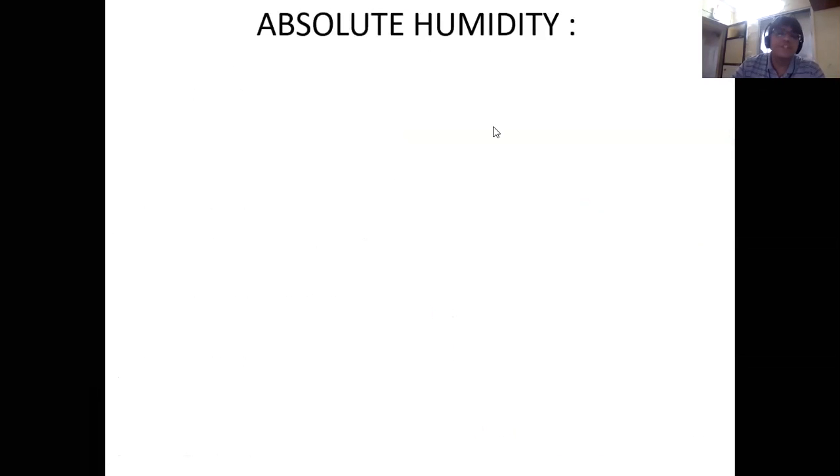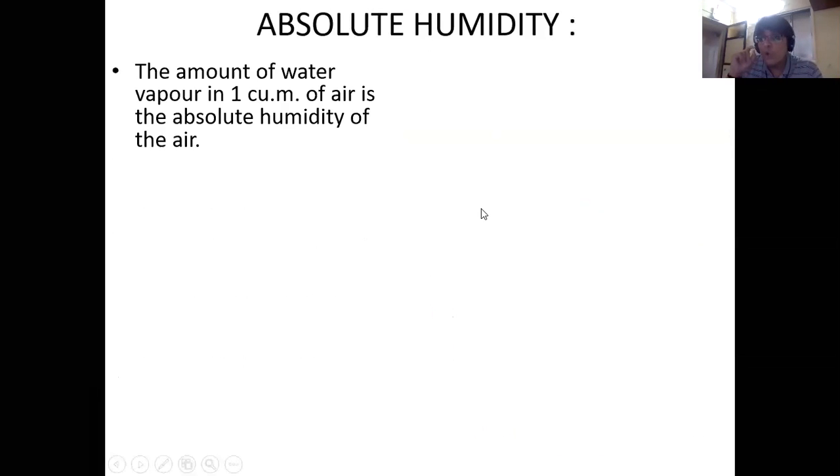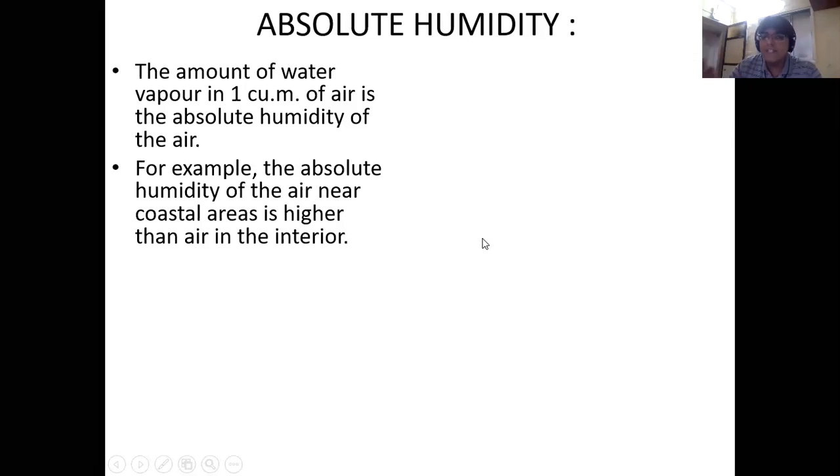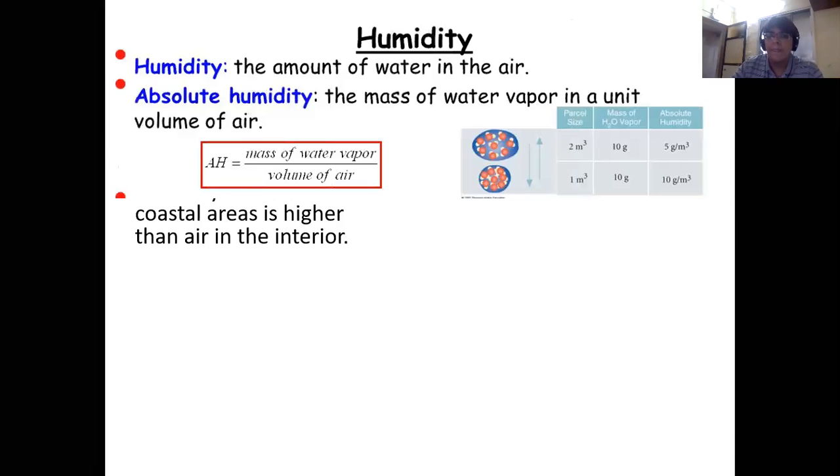Now what is absolute humidity? The amount of water vapor in 1 cubic meter of air is the absolute humidity of the air. For example, the absolute humidity of the air near the coastal areas is higher than air in the interior.